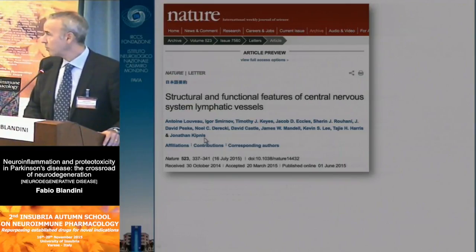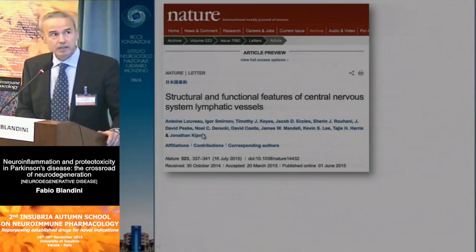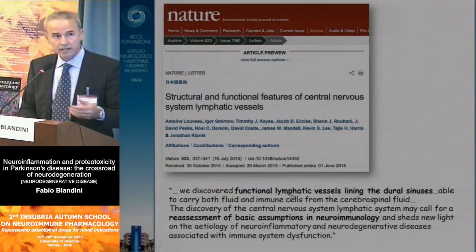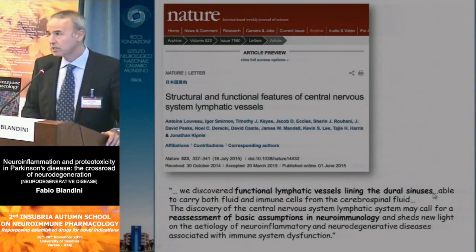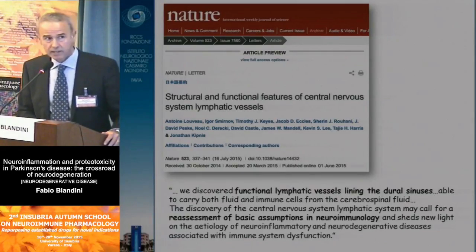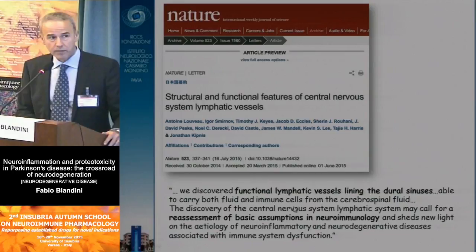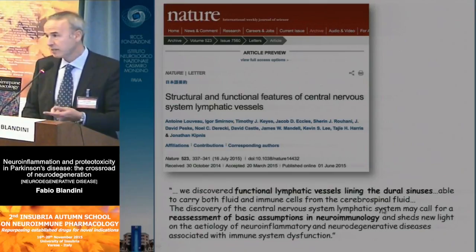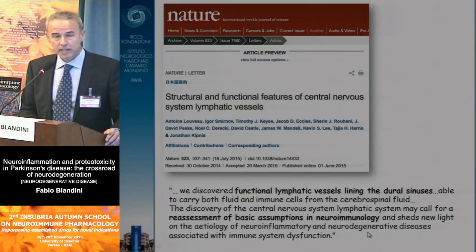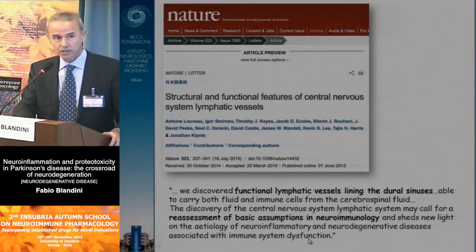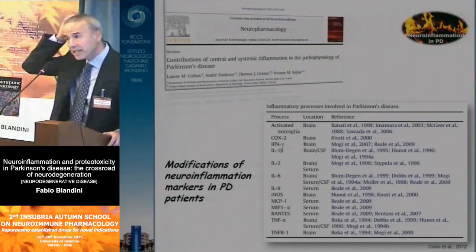And Kipnis is a guy who knows what he's talking about when he speaks about neuroinflammation. In this paper, for the first time, these authors described a system of functional lymphatic vessels lining the dural sinuses, which is something that had never been demonstrated before. So lymphatic vessels in the meninges, able to carry both fluid and immune cells from the cerebrospinal fluid. And as they state quite correctly, this is a discovery that calls for a reassessment of the basic assumptions in neuroimmunology, and might shed new light on the origin of neuroinflammatory and neurodegenerative diseases.